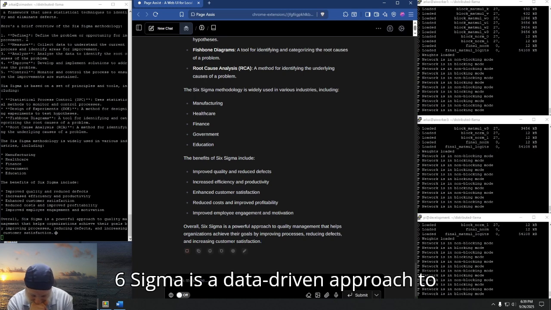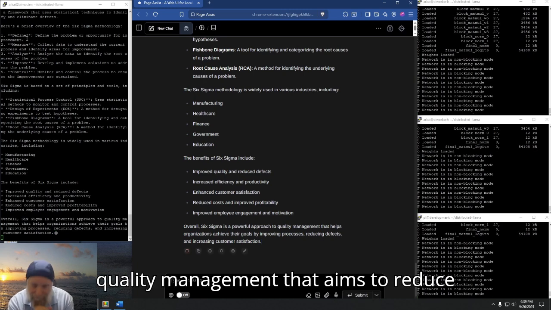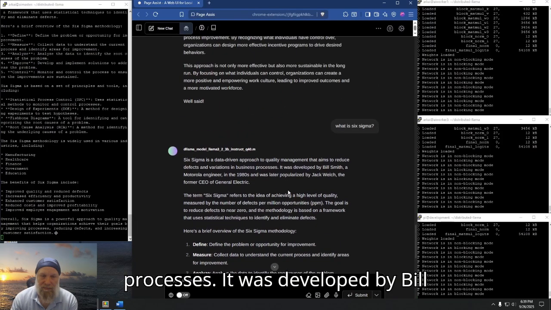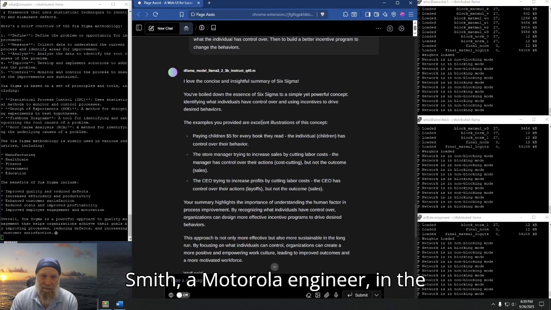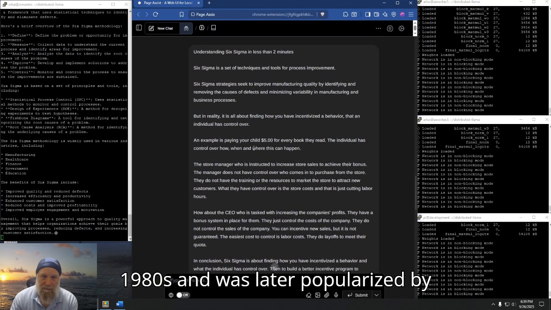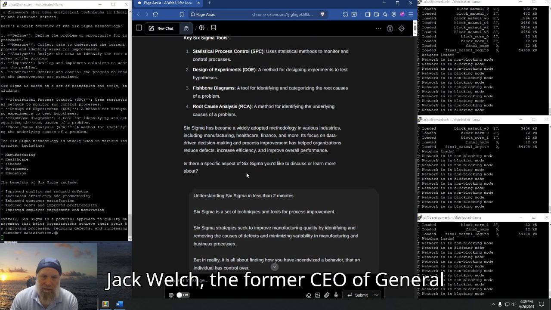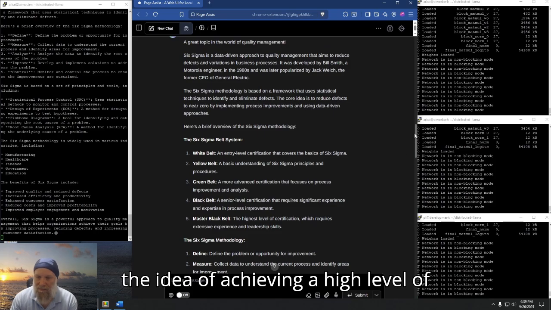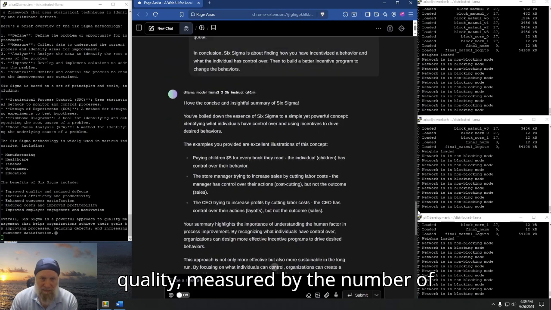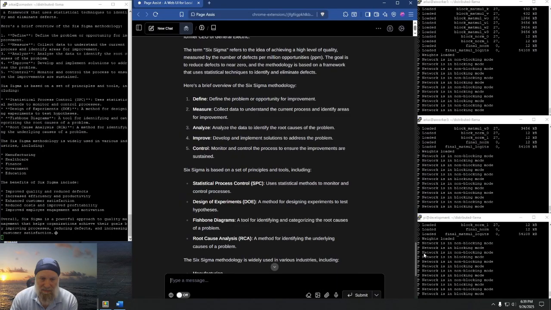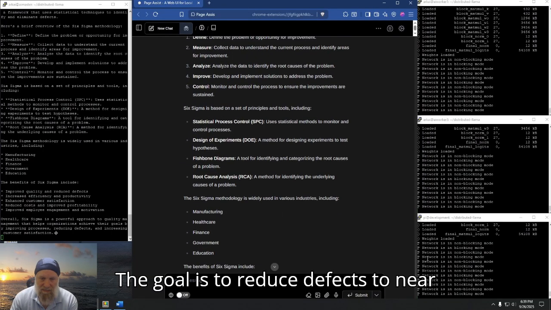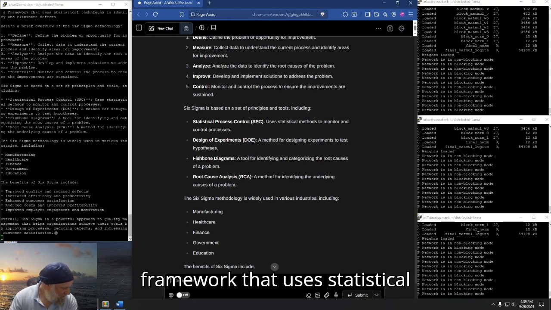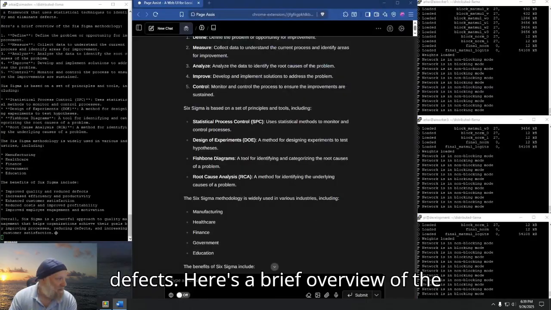Six Sigma is a data-driven approach to quality management that aims to reduce defects and variations in business processes. It was developed by Bill Smith, a Motorola engineer, in the 1980s and was later popularized by Jack Welch, the former CEO of General Electric. The term Six Sigma refers to the idea of achieving a high level of quality, measured by the number of defects per million opportunities, PPM. The goal is to reduce defects to near zero, and the methodology is based on a framework that uses statistical techniques to identify and eliminate defects.